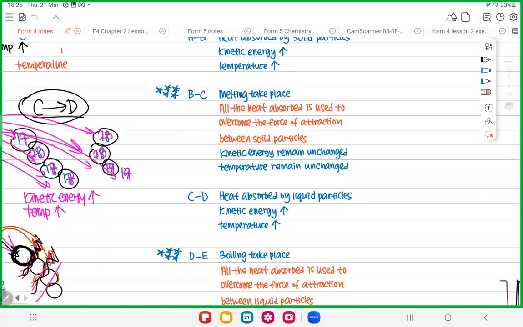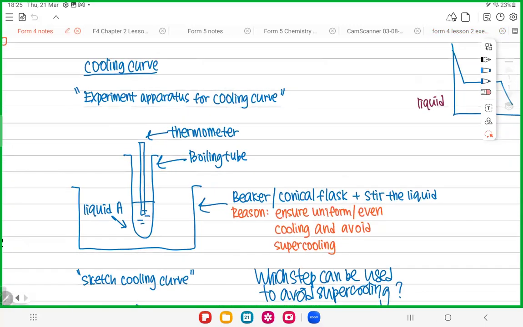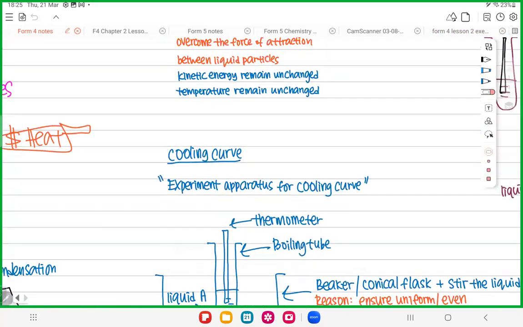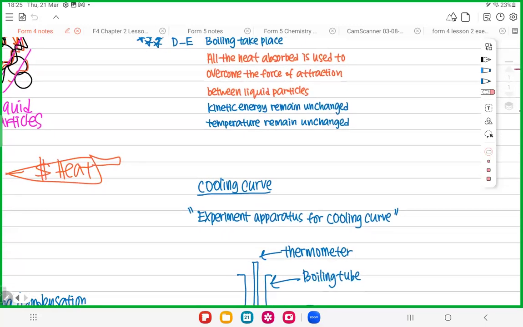So we will go on with cooling curve. All right, so cooling curve. Okay guys, this is the thing: if you fully understand heating curve, you should have no big problem when you come to cooling curve. Seriously. Okay, let's start. What is cooling curve?